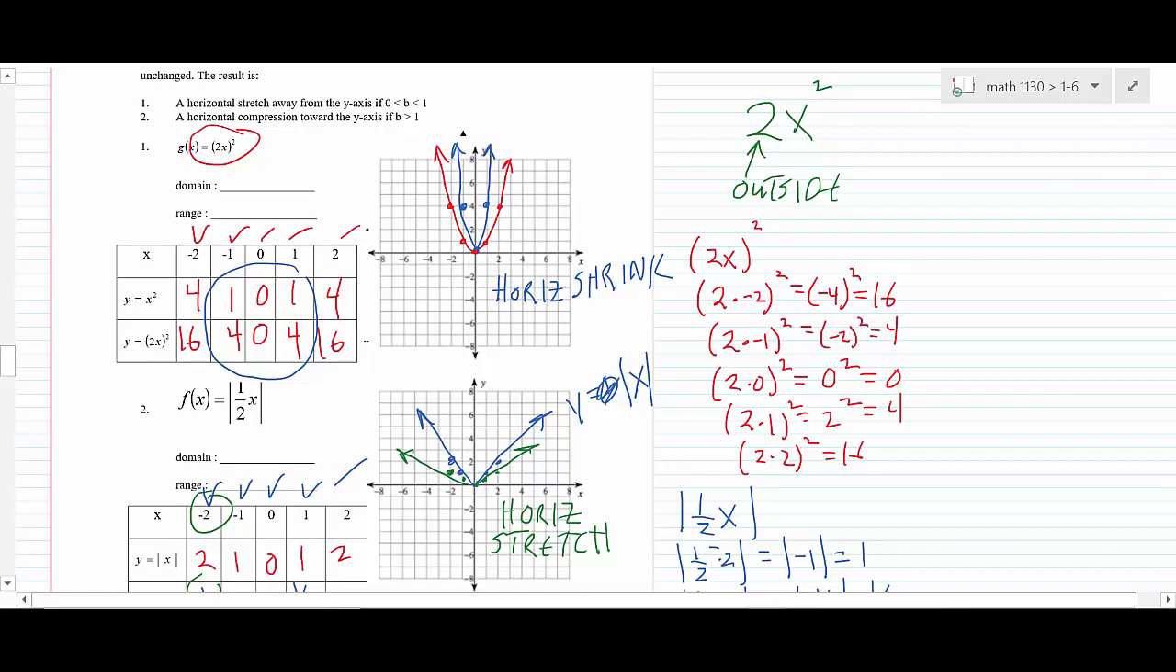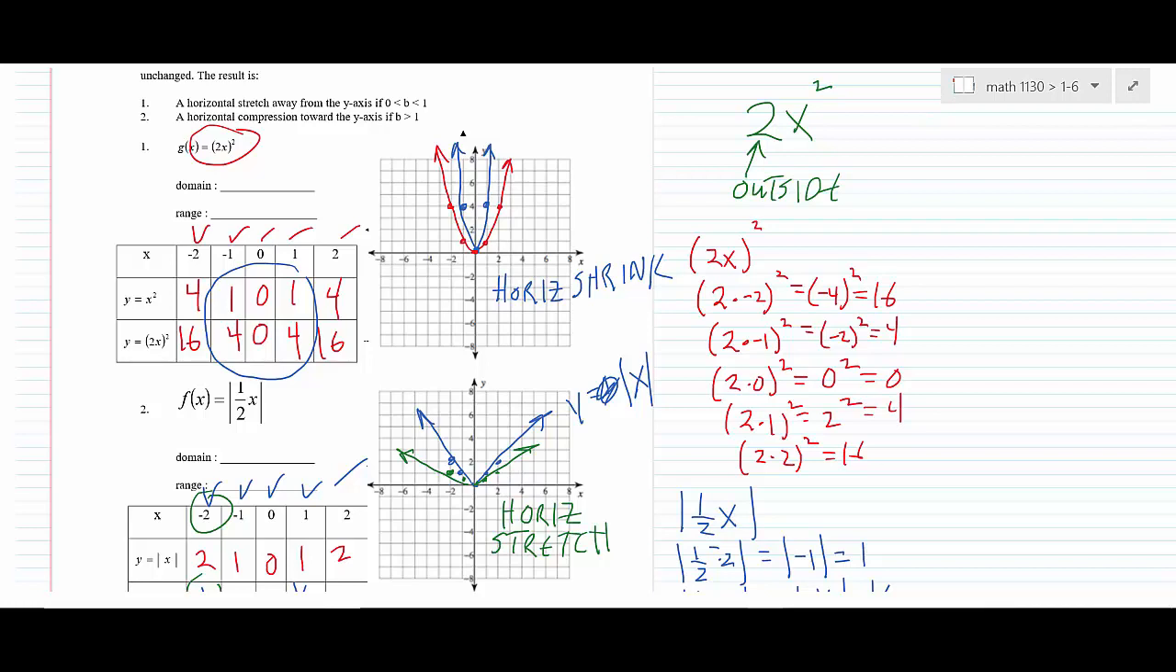And this is hard to remember, but the idea on this is that number is bigger than 1. If that number is bigger than 1, that's what causes that thing to horizontally shrink, okay? If that thing's a fraction between 0 and 1, that's what causes it to stretch, okay? That's the difference between the two, okay?